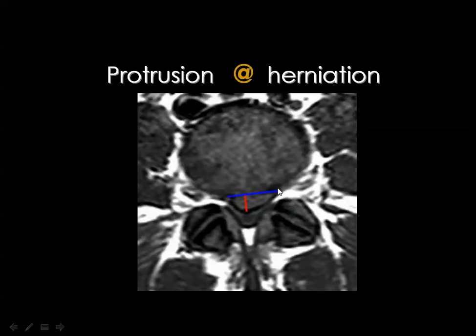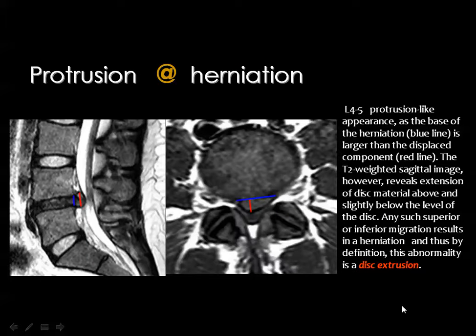You measure the base of the disc against the height of the disc. If the base is more than the height, you assume that this is protrusion. If the height is more than the base, you can assume that this is herniation. Look at this example. You see here, if you measure the base against the height, the base is more than the height. Then this means that this disc is protrusion by definition.